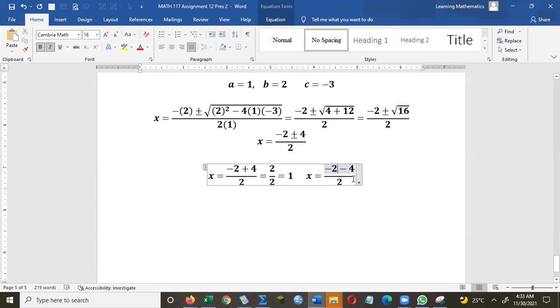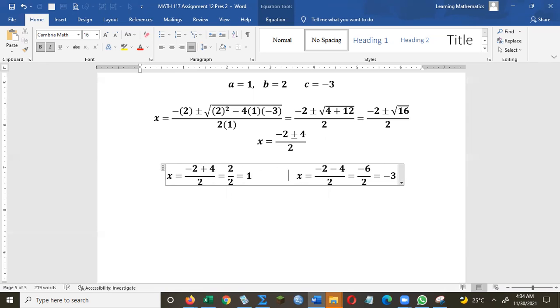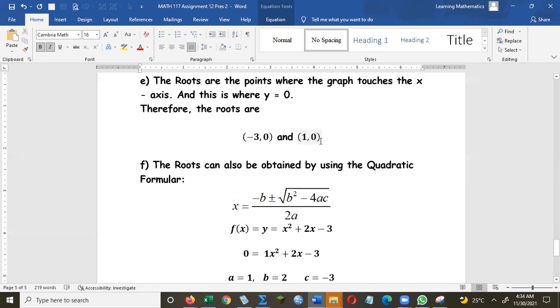And minus 2 minus 4. Negative 2, subtract 4. You can prove it in your calculator. Minus 2 minus 4 will give us negative 6, and negative 6 divided by 2 will give us negative 3. So here they are, 1 and negative 3. And we know y is equal to 0.